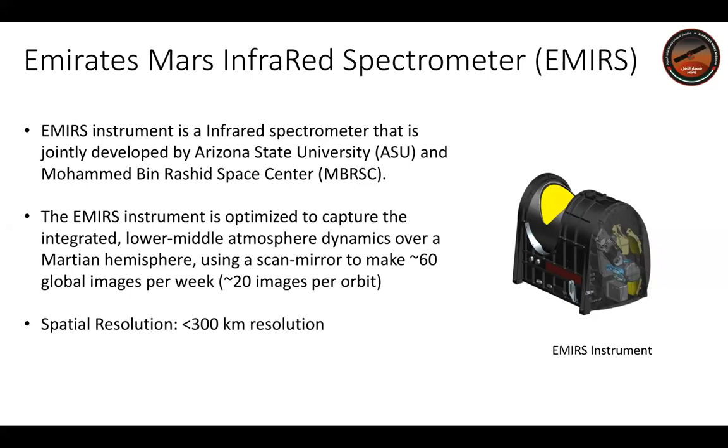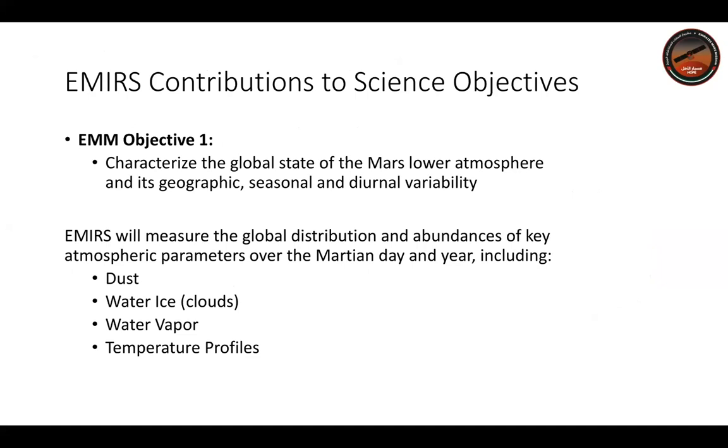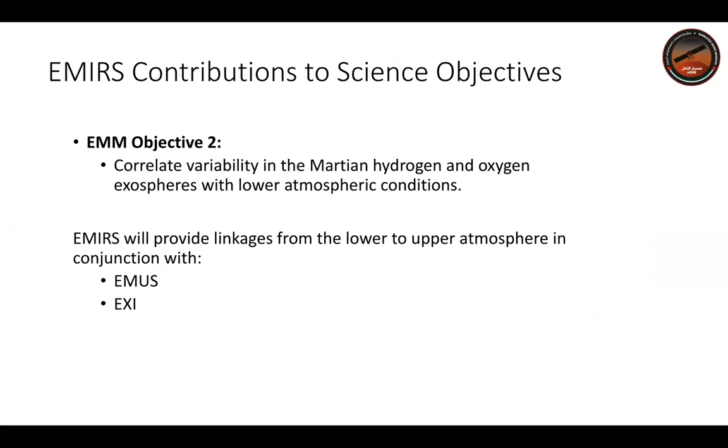So objective one of the EMIRS Mars mission is to characterize the global state of the Mars lower atmosphere and its geographic, seasonal and daily variability. So EMIRS will measure the global distribution of water ice, water vapor and dust, and surface temperature. And in regards to the second objective, EMIRS will provide the linkages from the lower to upper atmosphere in conjunction with EMUS and EXI.